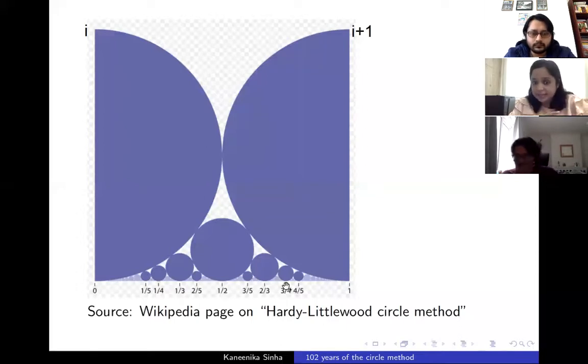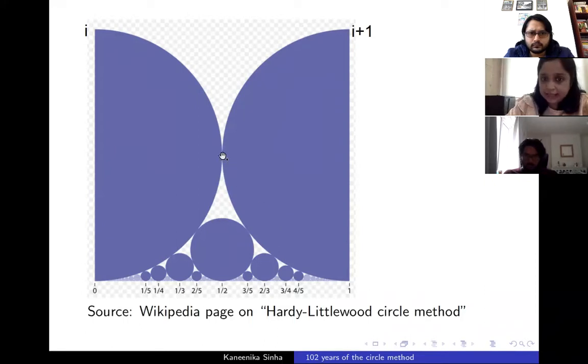Okay, and similarly, as you keep increasing the size of the denominator, you have more and more circles. So when you want to change the contour, at the first stage of bounded denominator 1, you start at i and go all the way till the point where this circle is touching the circle corresponding to the rational number 1 over 1. Then at that point, it just shifts to the other contour and goes back to i plus 1.